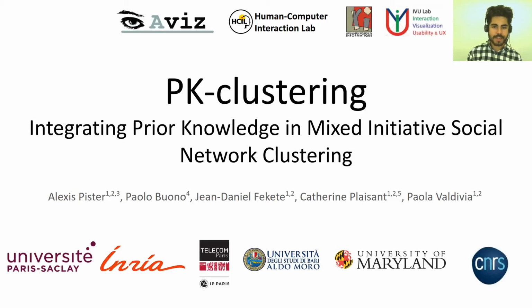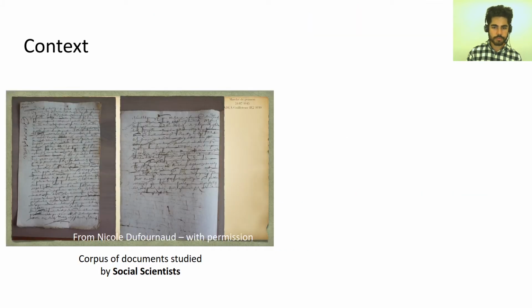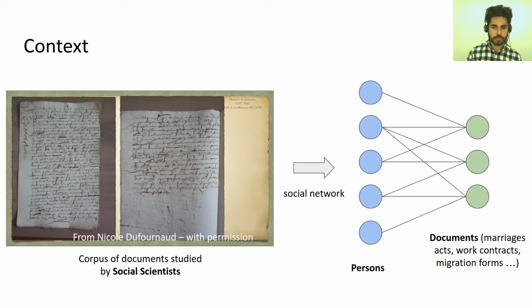Hi, my name is Alexis Pister and I will present PK clustering, a system for integrating prior knowledge in mixed initiative social network clustering, a project with Paolo Bono, Jean-Daniel Fequet, Catherine Plaisant, and Paola Valdivia. We worked with social scientists who analyze corpus of documents mentioning people. They study the structure of the social network in great detail and often want to cluster their data.